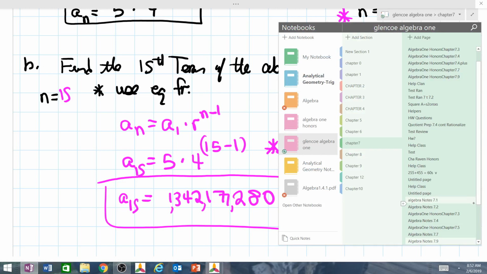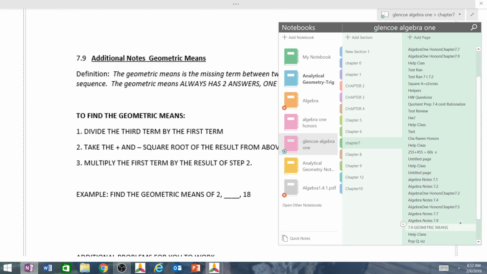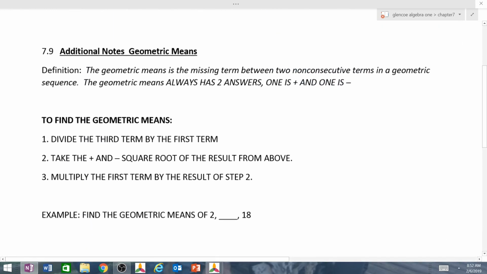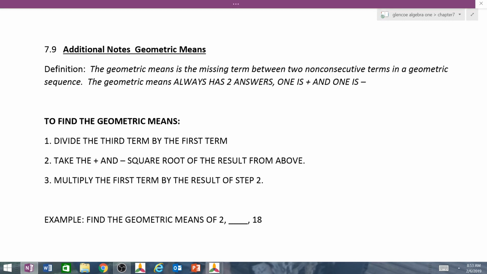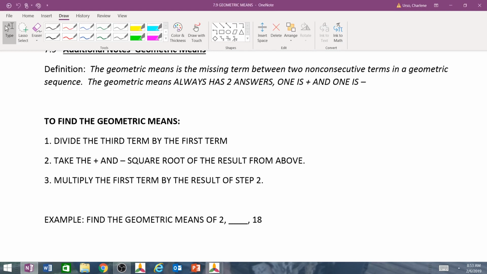Does everybody have those? 7.9 geometric means. Okay, this is important. This is not in your textbook, but it's an important concept. You're going to use it in geometry, and I wanted to make sure that I covered it as well. The definition here: a geometric means is the missing term between two non-consecutive terms in a geometric sequence. The geometric means always has two answers, a positive and a negative. It was the half sheet you were supposed to pick up when you walked in.